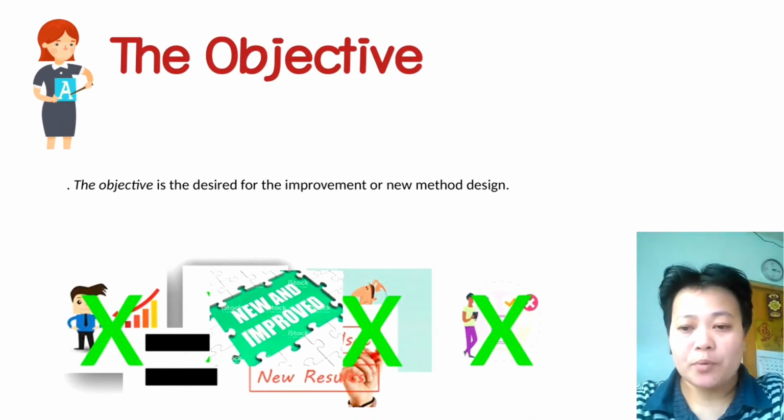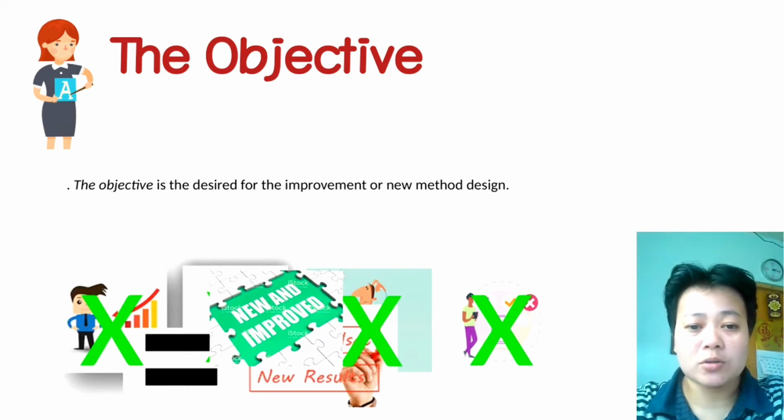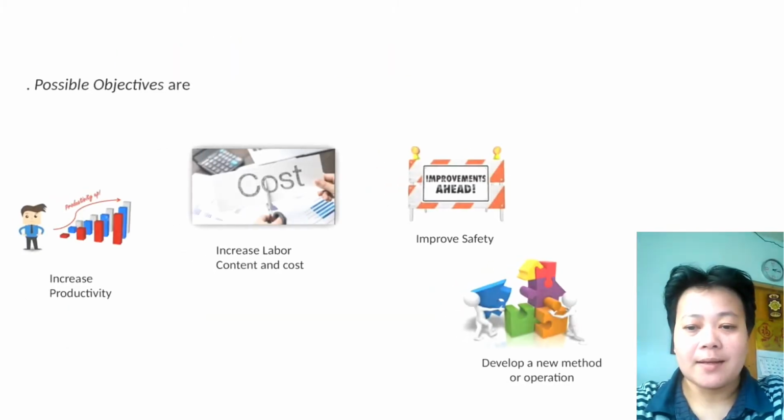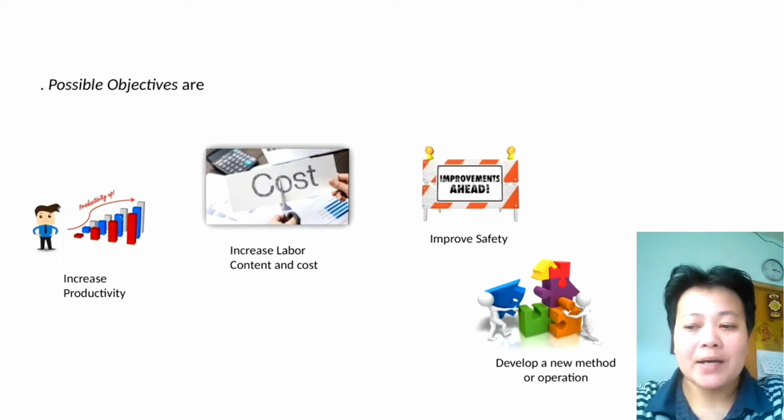This is the desire for improvement or a new method's design. This is the application of new scientific methods, techniques, and tools to the problem. Number 3, defining the possible objectives. The possible objectives are to increase productivity, reduce labor content and cost, improve safety, or develop a new method or new operation.